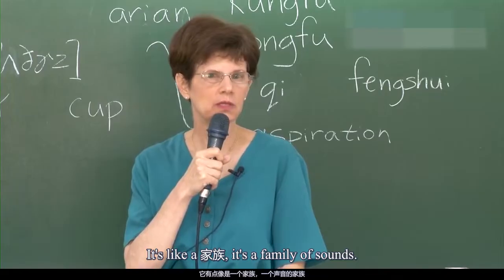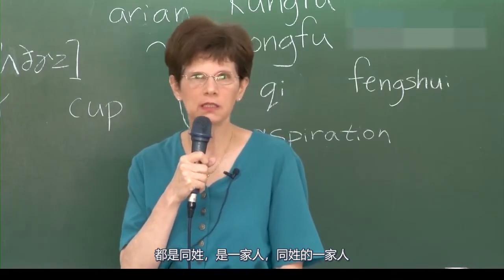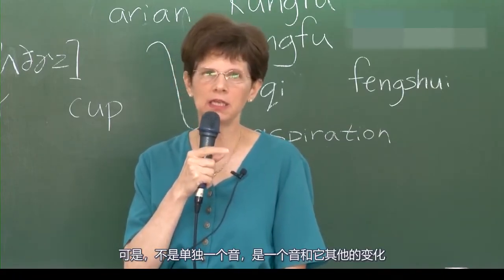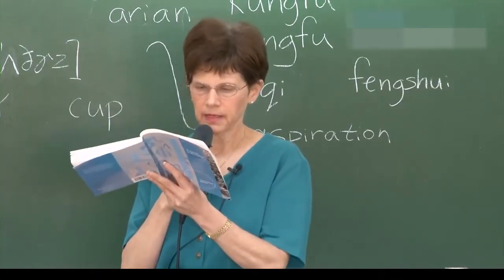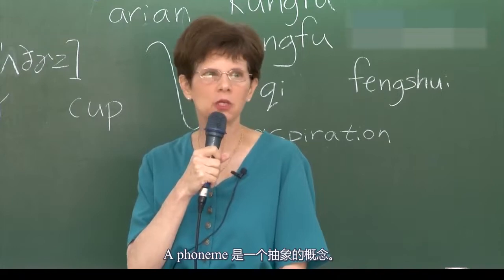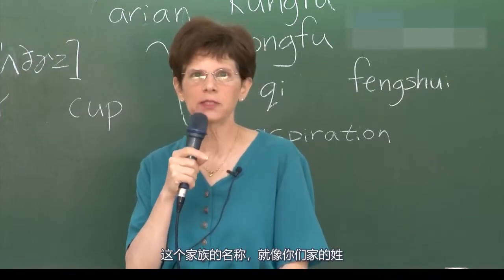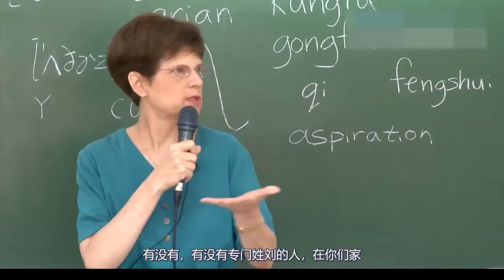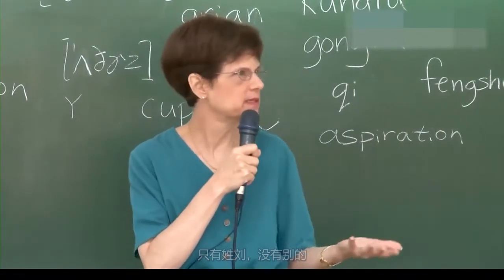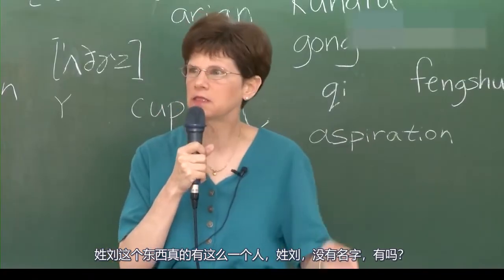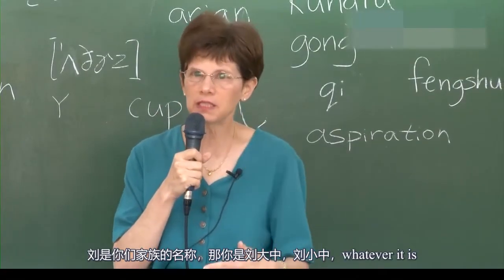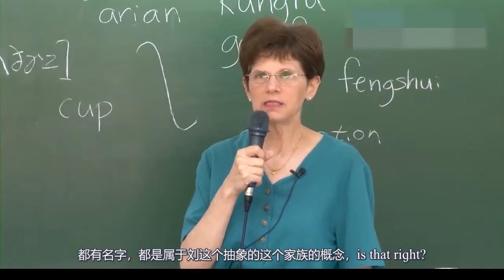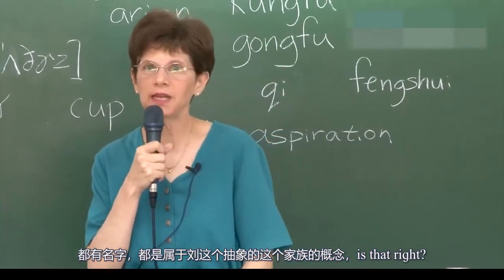It's like a 家族. It's a family of sounds. 都是同姓，是一家人，同姓的一家人。可是不是单独一个音，是一个音和它其他的变化。Actually, a phoneme is not a sound at all. A phoneme 是一个抽象的概念。这是这个家族的名称，就像你们家的姓。Is there somebody called 刘 in your family? 有没有专门姓刘的人在你们家？只有姓刘，没有别的。姓刘这个东西真的有这么一个人，姓刘没有名字，有吗？没有。刘是你们家族的名称，那你是刘大中啊，刘小中，whatever it is，都有名字，都是属于刘这个抽象的这个家族的概念。Is that right?